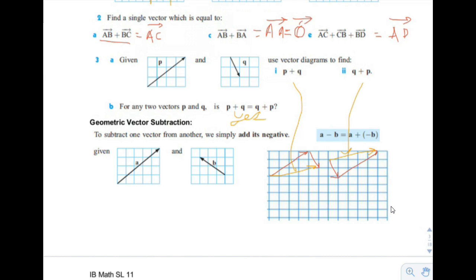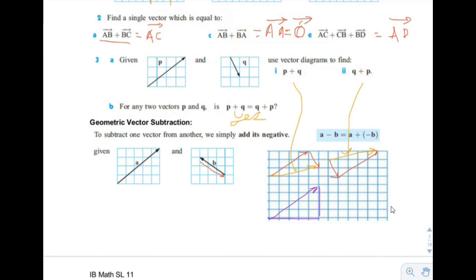Geometric vector subtraction. To subtract one vector from another, we simply add its negative. So vector a minus vector b is equal to the vector a plus the opposite, or the negative, vector b. What does the negative b vector look like? It's exactly the same except in the opposite direction. So let's do vector a, which is going 5 across and 4 up. So it's going to go like that.